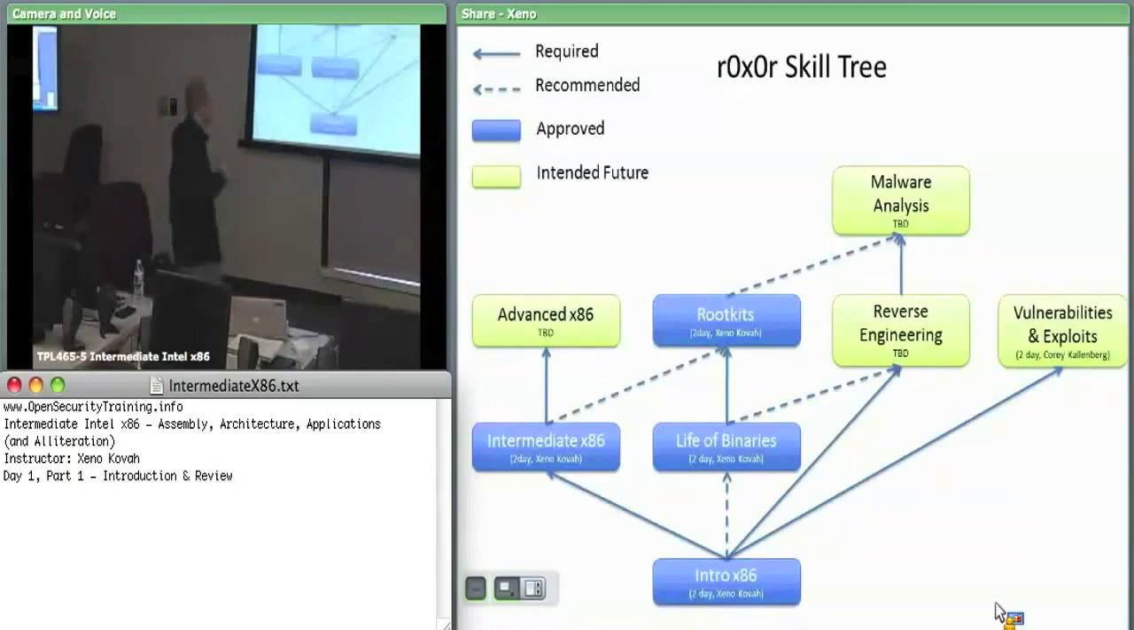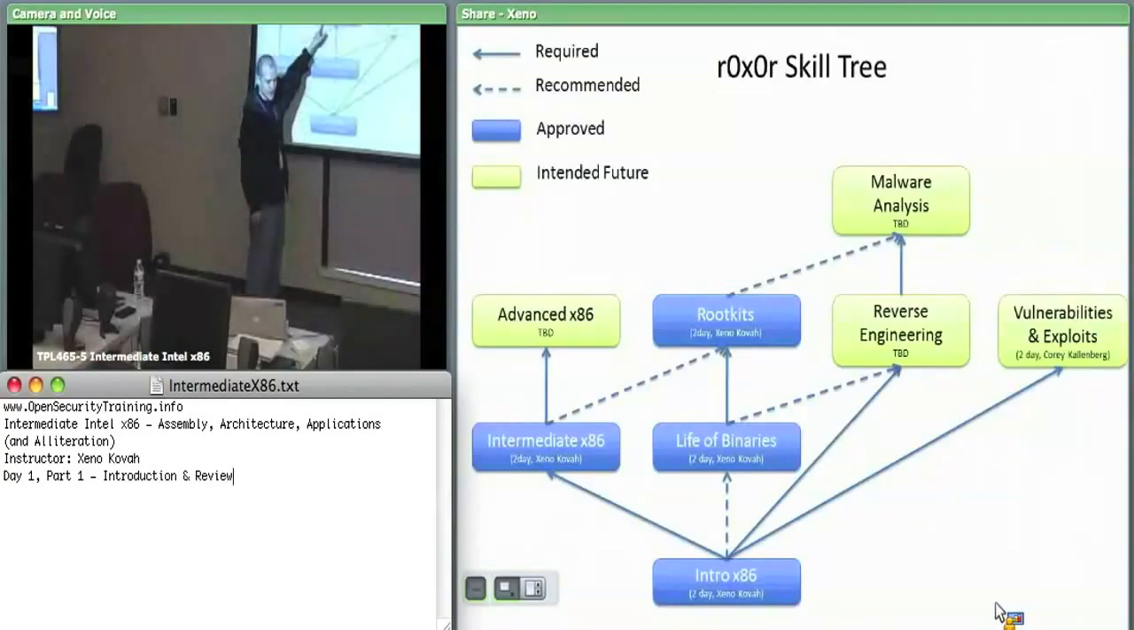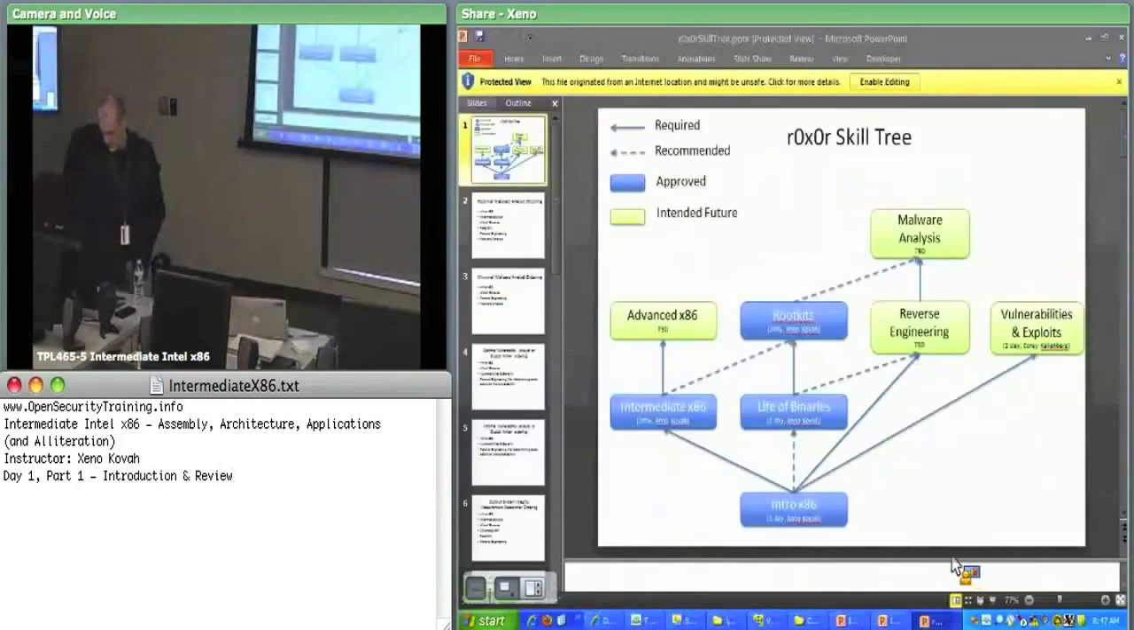Oh, that's a good point. Rootkits I haven't offered yet, but that is going to be first week of April, I believe, and maybe third week of April. And Life Planners is one that we already offered. All right, I think we got everyone for introductions.